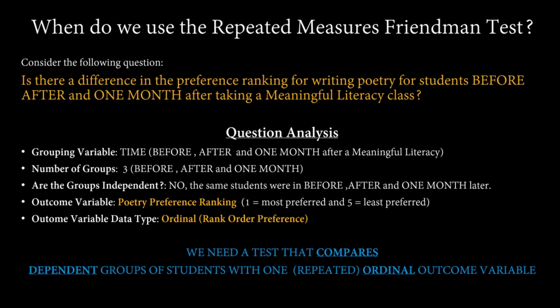What sort of outcome variable do we have? Well, we have a poetry preference ranking. 1 is most preferred, 5 is least preferred. And that is an ordinal rank order preference. So we have an ordinal variable, which by definition is not normally distributed. We need a test that compares dependent groups, in other words, paired groups or the same groups, of students with 1 repeated ordinal outcome variable.